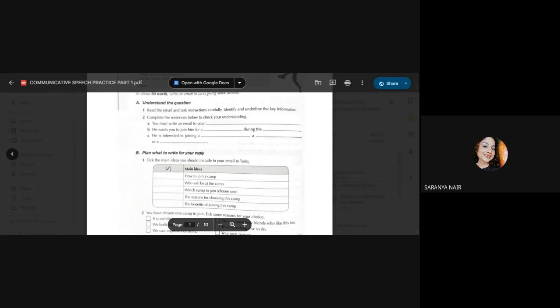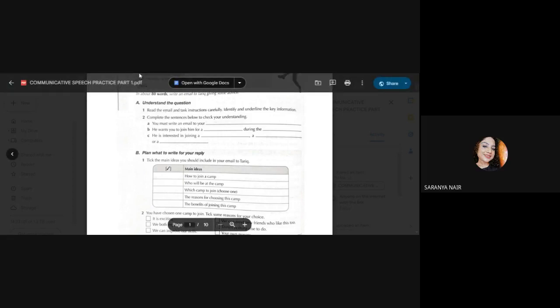Okay. Now, who will be at the camp? Do we have to write about that? No, who will be at the camp is not important. Exactly. Information that is not necessary. Which camp to join? Choose one. Do we need that? Yes, we need that.